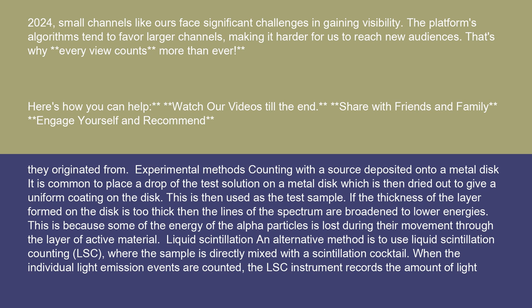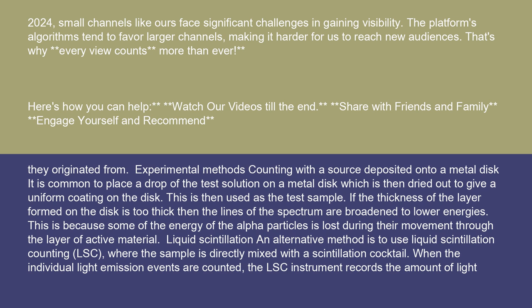Experimental methods: counting with a source deposited onto a metal disc. It is common to place a drop of the test solution on a metal disc, which is then dried out to give a uniform coating on the disc. This is then used as the test sample. If the thickness of the layer formed on the disc is too thick, then the lines of the spectrum are broadened to lower energies. This is because some of the energy of the alpha particles is lost during their movement through the layer of active material.